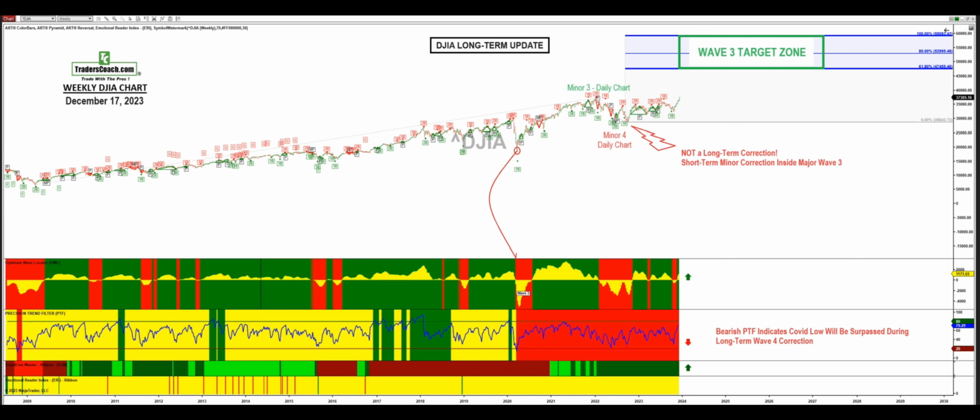Notice here too, one of our indicators, we're keeping a very close eye on this baby here. This is a PTF indicator, and we use that a lot. For those of you that trade with me, you know that I use that a lot. And I don't like to trade against it, but what it's telling us is that as long as it stays red, and it was created red during the COVID low, this indicator has a 75% probability of accuracy, where it says basically that during the next major correction, we will take out the COVID low. Okay, so that's what it's saying.